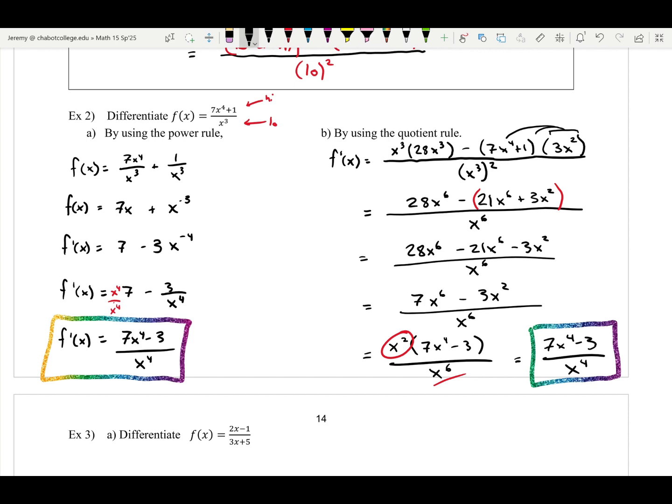So maybe I would choose the power rule over the quotient rule in this case, but there will be many situations in which we're forced to use the quotient rule. We're not able to use the power rule. And the next example, number 3, is an example of that.